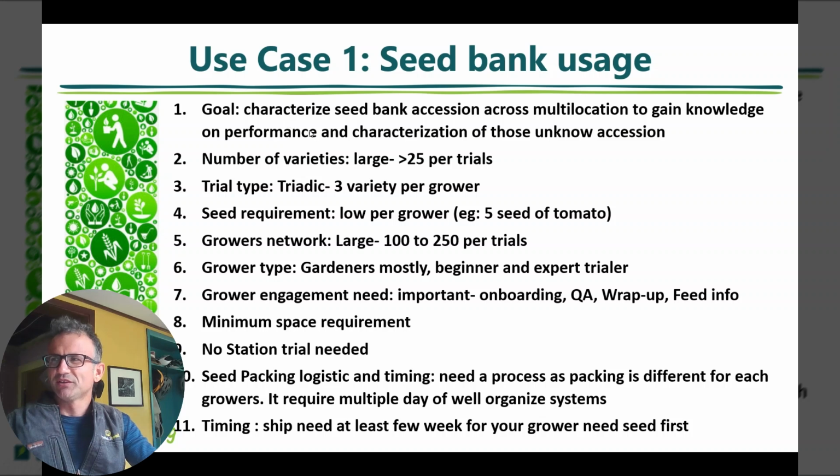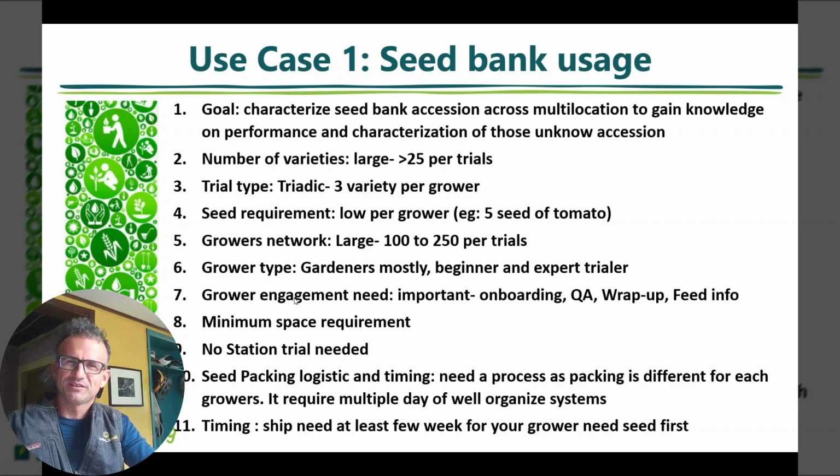What is your goal? Here the goal is to characterize a seed bank across multiple locations to collect performance and characterization information. It's typically a large entry number, large meaning for a collaborative trial it's pretty large, 25 to 30. We use a triadic or subset trial. Each one has 3 varieties. Typically this is a low seed requirement. Each trial has a large grower network. We can go to 300, but at least 100. It's mostly gardeners, medium to expert.